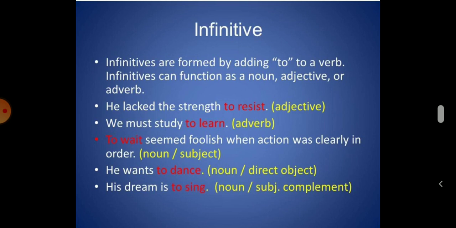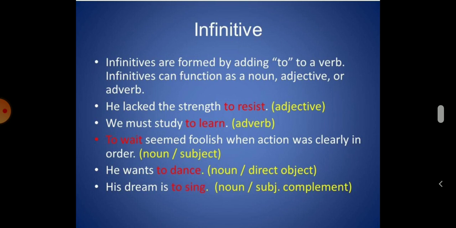He lacked the strength to resist. Here, to resist is the adjective. We must study to learn. To wait seemed foolish when action was clearly in order. Here, the noun is there. To wait is used as a noun, and it is the subject. He wants to dance. To dance is the noun here, but it is the direct object.